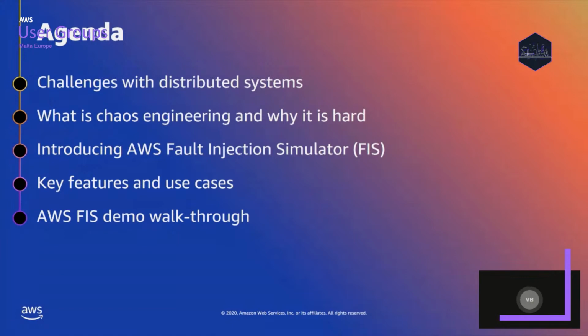And then we'll introduce AWS Fault Injection Simulator. FIS, we call it. It's the service that we're also going to look at today. We'll look at the key features and use cases of chaos engineering, and then there'll be a demo. I did promise a couple of demos. We'll have a walkthrough of those as well.